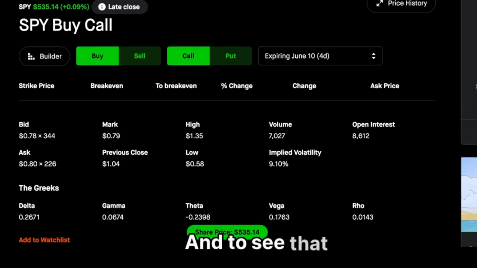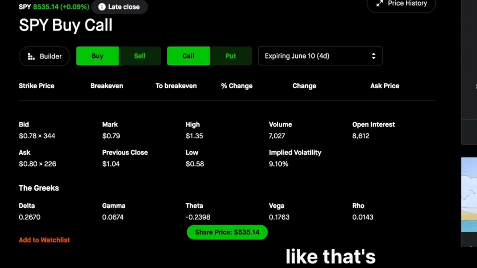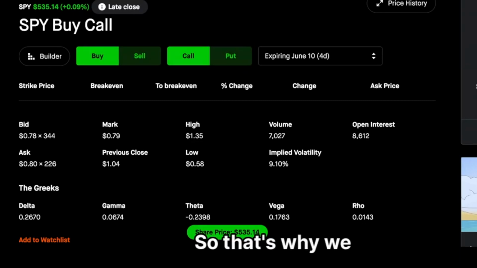Okay. And to see that same $1,000 gain on SPY for a $1 move, you would have to buy over $500,000 worth of SPY. Like, that's ridiculous. So that's why we trade options.